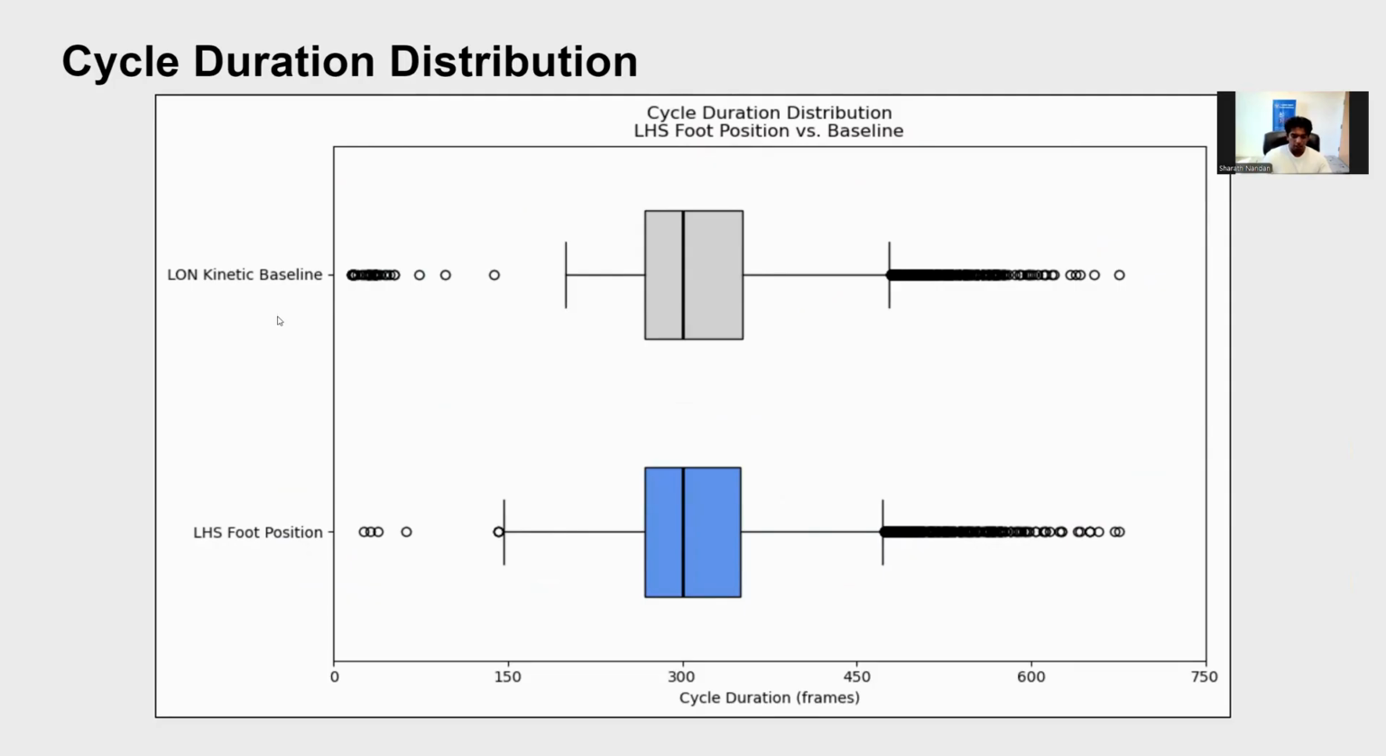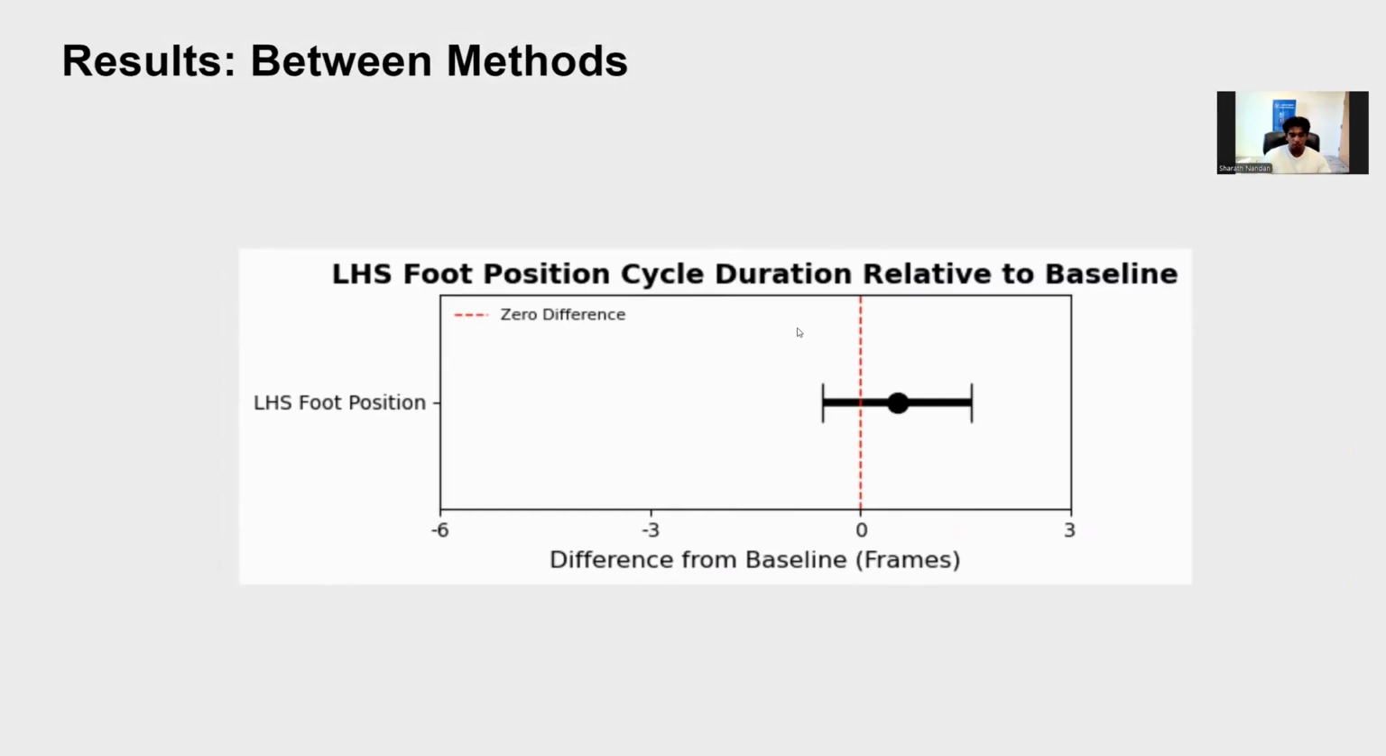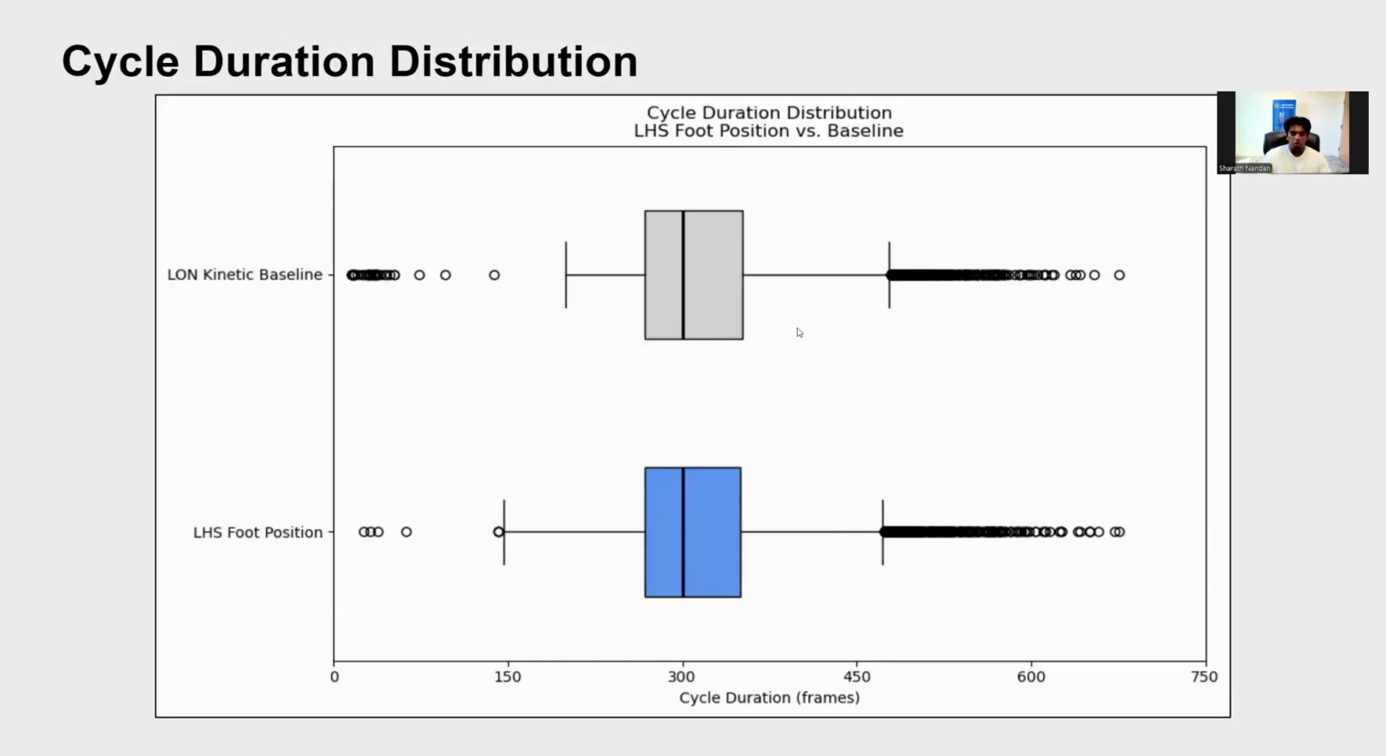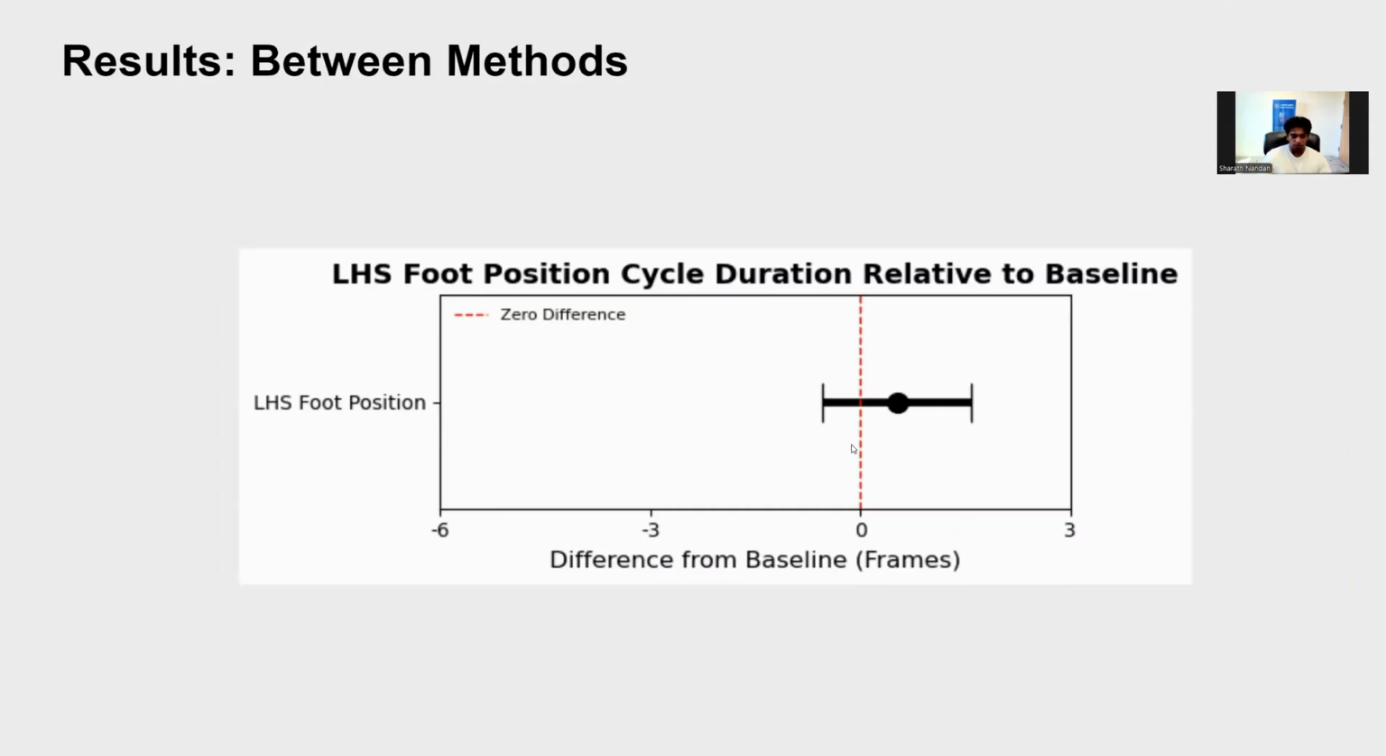In this case, the shapes and spreads of the distribution look quite close, and this suggests that this method might structure cycles similarly to the baselines. But we still need statistical analysis to confirm this. However, keep in mind that this plot here does not account for participant variability and repeated trials. So that's where this next step becomes important.